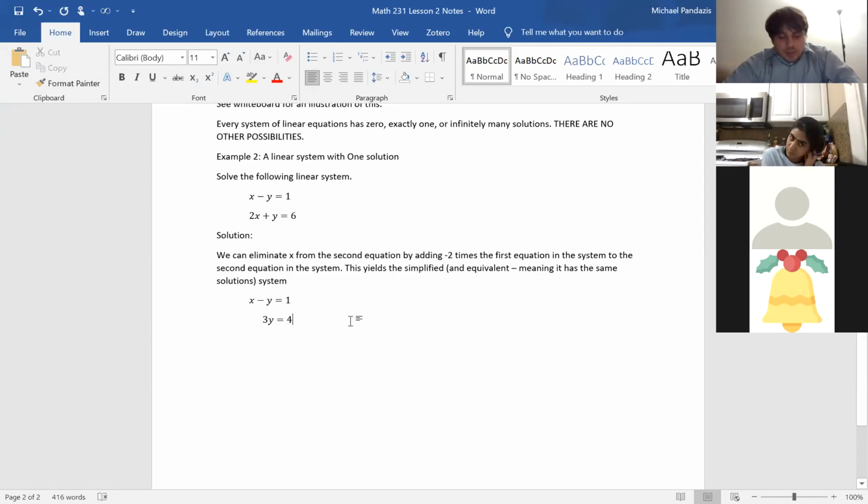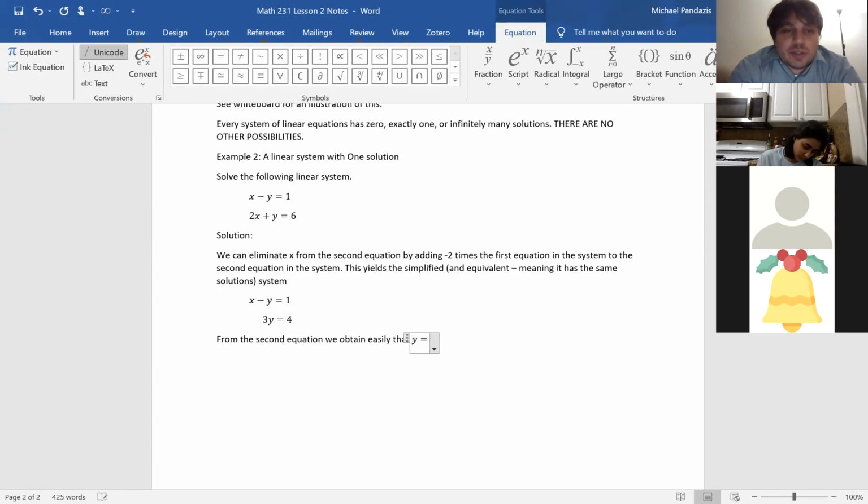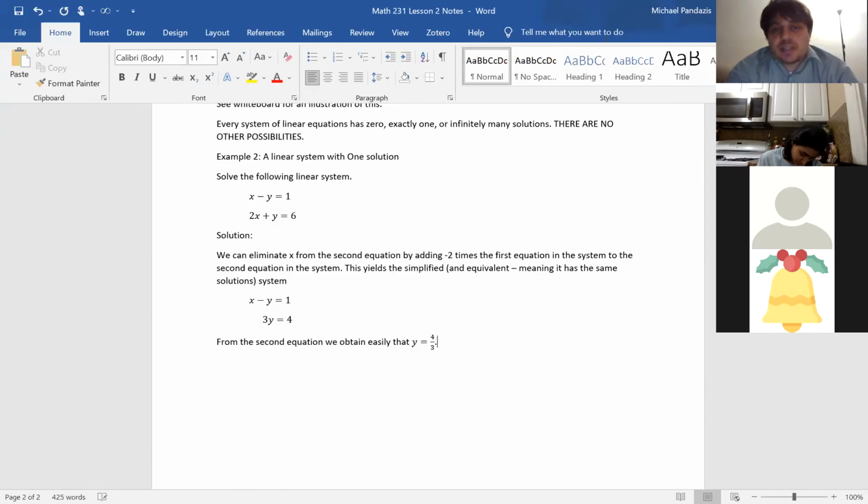Okay, and so from the second equation, we obtain easily that y is equal to 4/3. Right? So I'm not saying easily to be pretentious. I'm using the word easily to say that you can see obviously that it's much easier to find y here. 3y equals 4 means y equals 4/3, right?